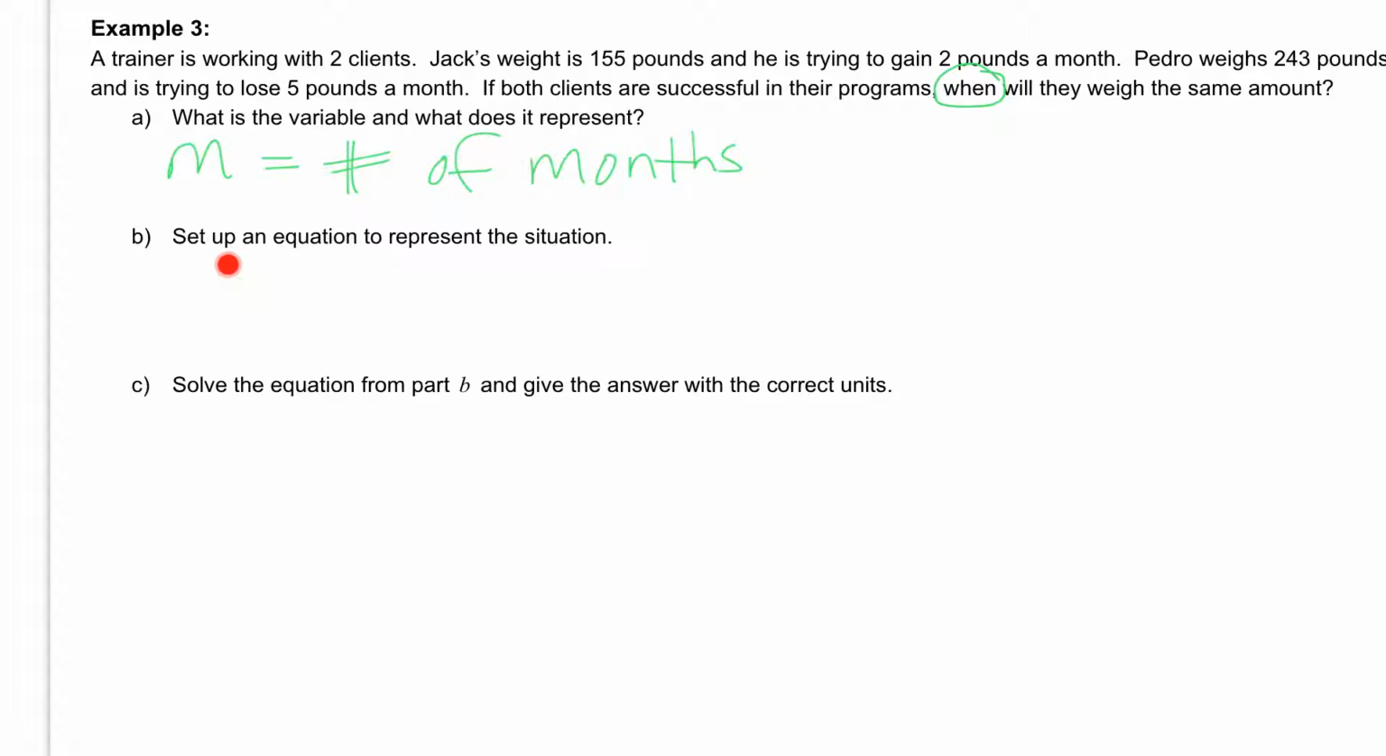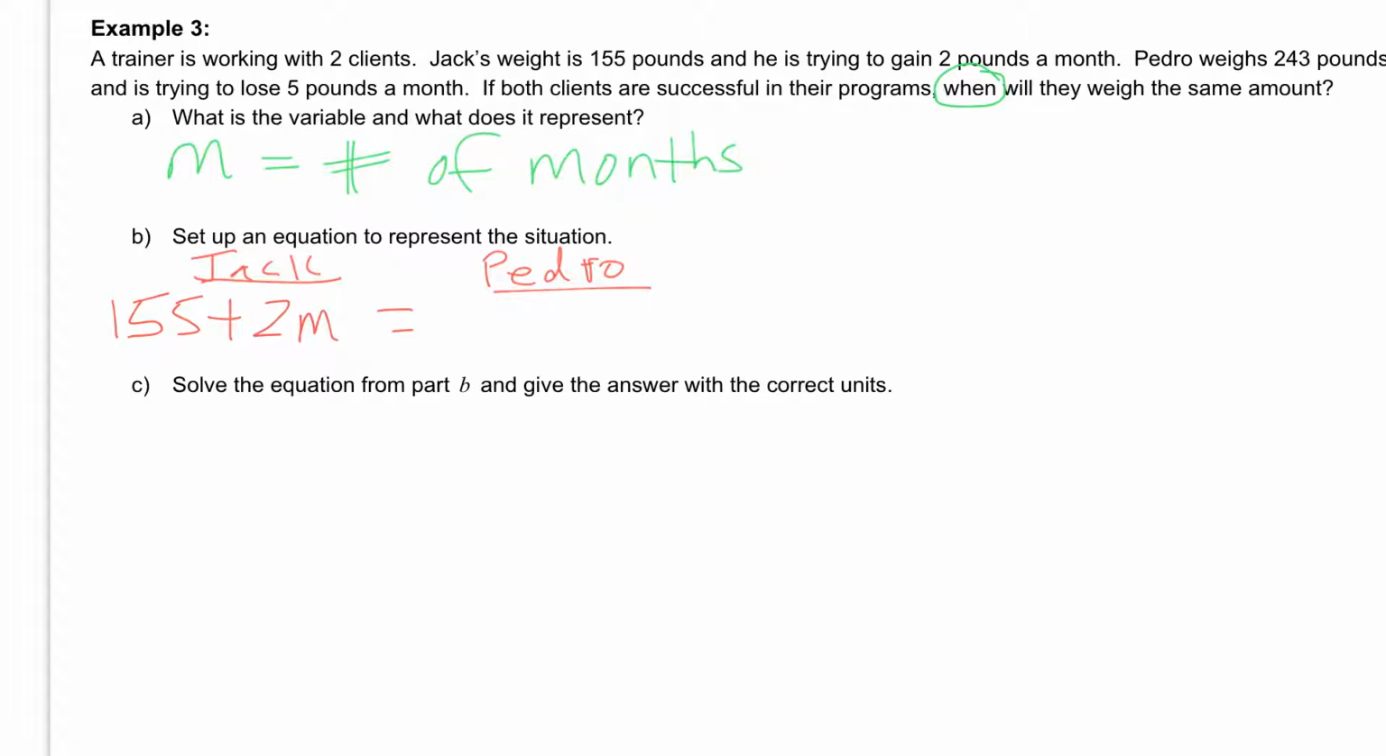Then in part B, we want to set up an equation to represent the situation. So we're going to talk about Jack on one side of our equation, and we're going to talk about Pedro on the other side. So let's see about Jack. It says Jack is 155 pounds right now, and he is gaining 2 pounds a month. Gaining means a positive amount. He's adding that on. So Jack's weight is 155 right now, and he's gaining or adding 2 pounds every month.